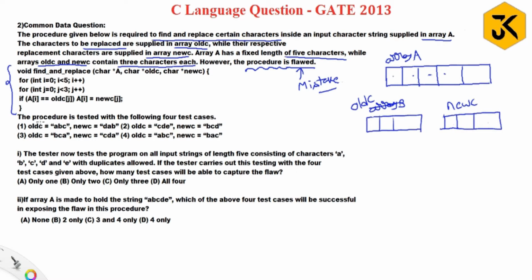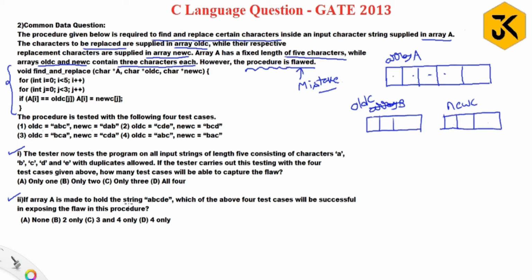They are saying that the procedure is tested with the following 4 test cases, like oldC is equal to ABC, newC equal to BAD. Like this, they have given 4 options. And they have given 2 questions here. This is the first one and this is the second one. Let's see the second one first. If you solve the second one, it will be easy for you to understand the first one.